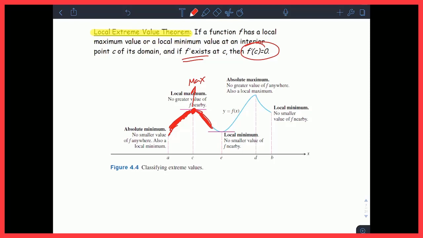And if you change from a negative derivative or a decreasing function to a positive derivative or increasing function, you have a minimum. You have a minimum there.